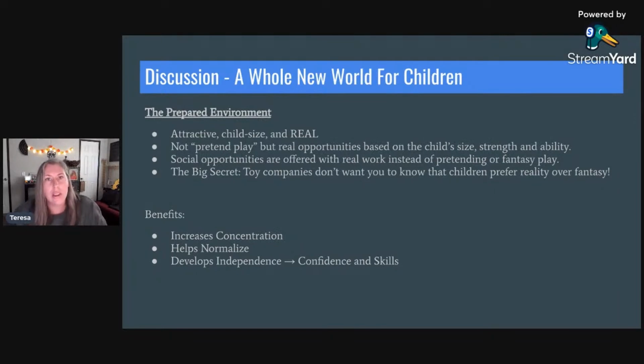She found that certain things were universally true. And the first thing that she's pointing out here is that we need to have a prepared environment. We need an environment that's attractive and child-size and real. That when we set up an environment that was attractive to the child, that was the same size as the child, that invited the child to walk around in it and be free in it and fit into the chairs and the table at their size, that something different happened.